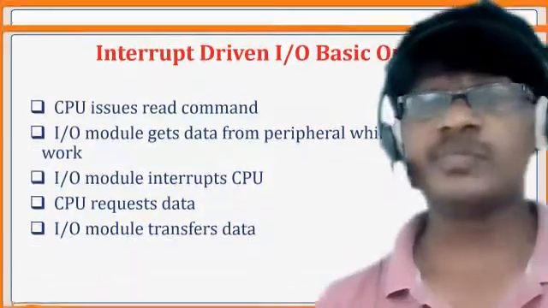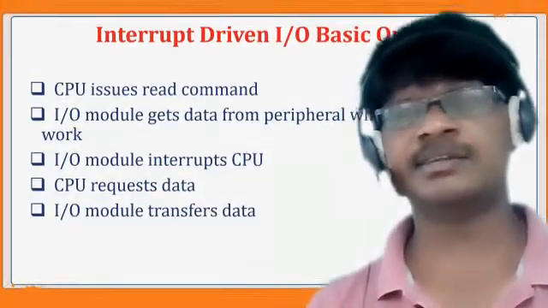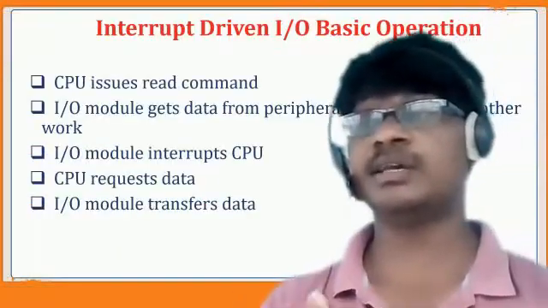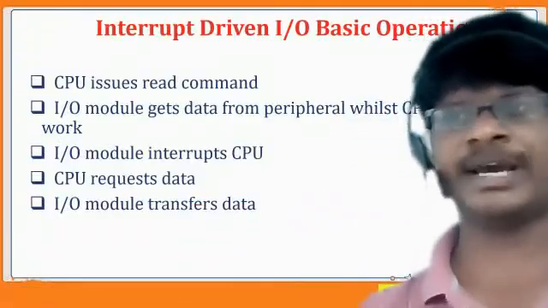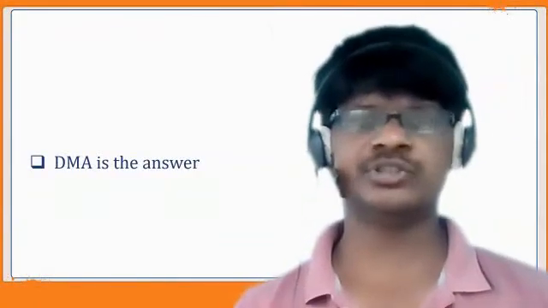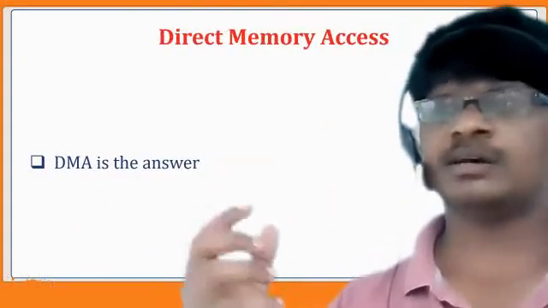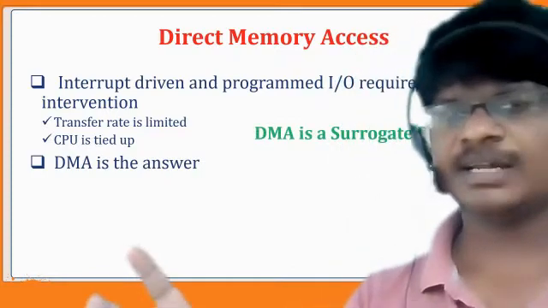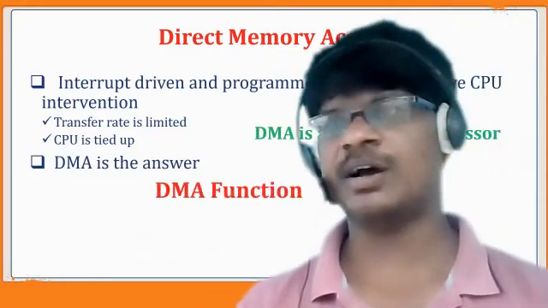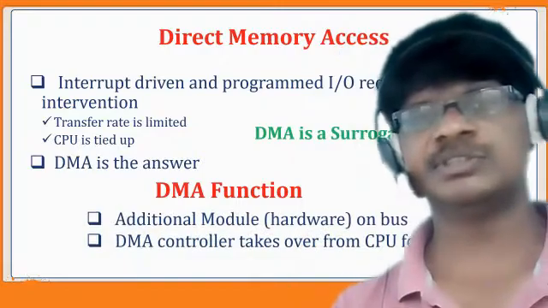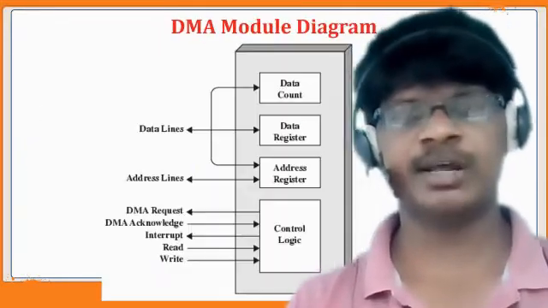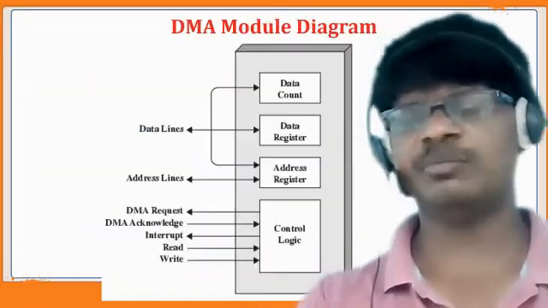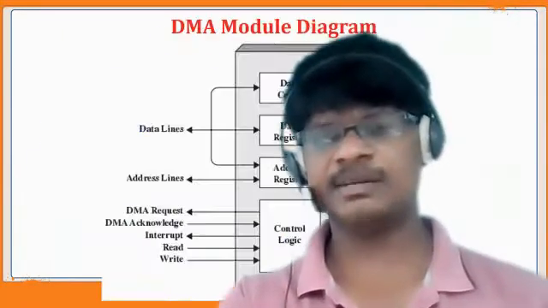In programmed IO and interrupt driven IO, the CPU is always intervening in the process, or directly involved in the operation of those IOs. Because of that, the transfer rate is limited and the CPU is always tied up with interrupt-driven IO and programmed IO. The best answer is DMA, which is direct memory access. What is this? Direct memory access.